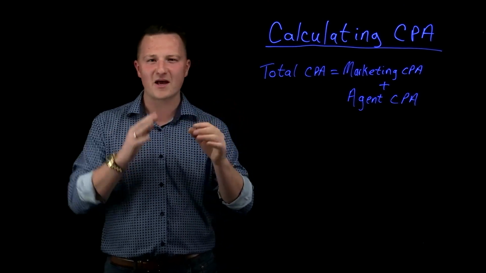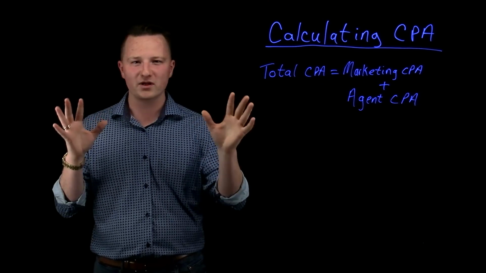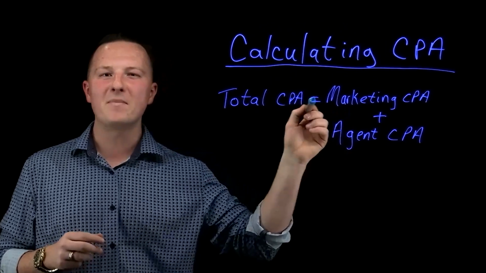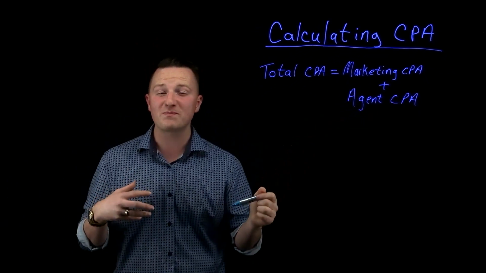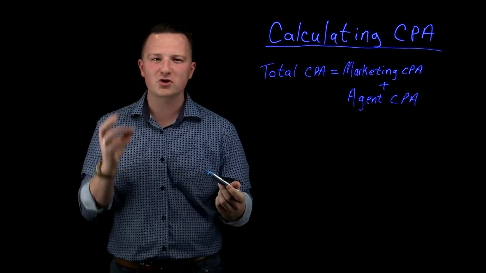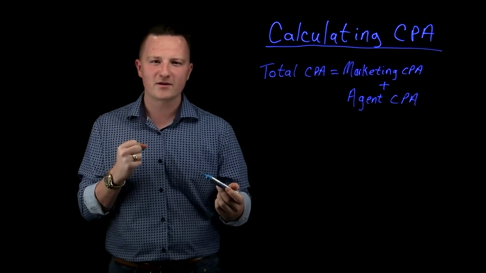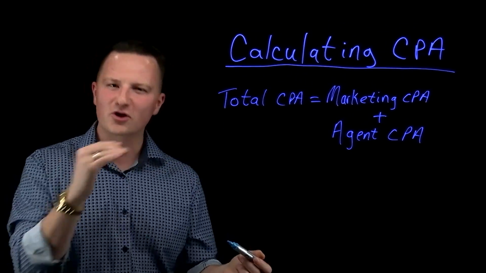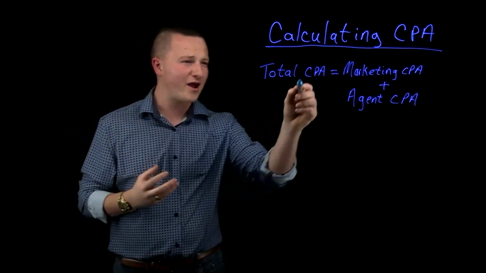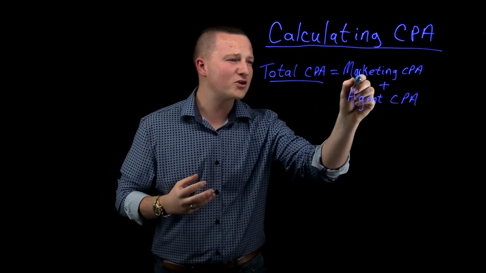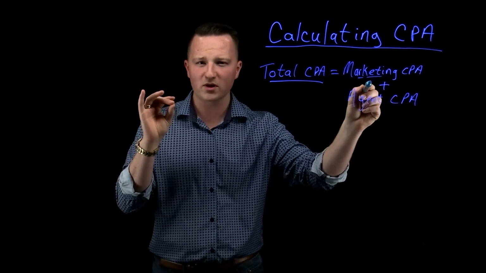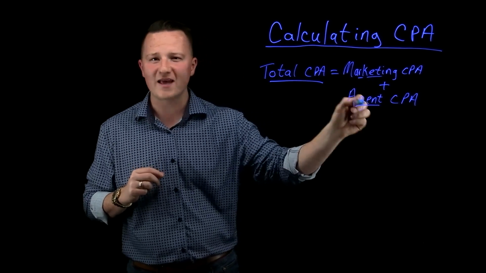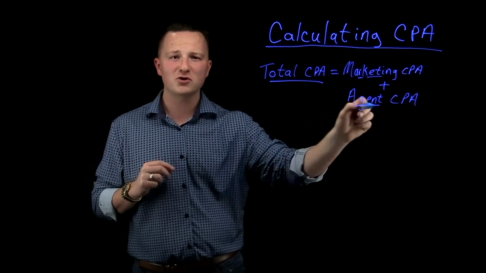Even if you're not the one making the sales and you have a sales team, it's a little more complex, but it's actually pretty simple. So we have total CPA equals the marketing CPA, which is how much you spent on average in marketing money to acquire a single client, plus how much you pay an agent or a salesperson to close that deal. So the total cost per acquisition equals how much you spend on marketing per new client on average, plus how much you spend on a closing agent, a sales agent or a salesperson. That equals the total.